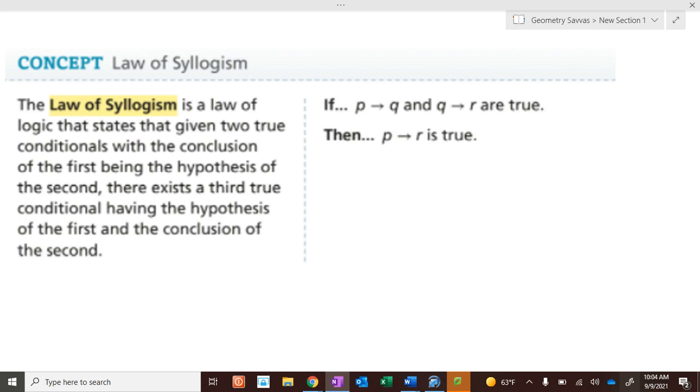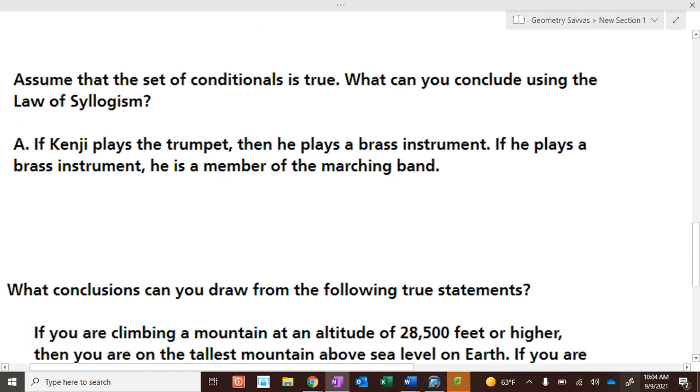All right, so the law of syllogism. If a hypothesis leads to a conclusion, and then that conclusion is the hypothesis of another statement, and that leads to a conclusion, the first hypothesis leads to the final conclusion. Such as, if your name is Ella Peterines, then you're a pole vaulter. And then the second statement would be, if you are a pole vaulter, then you're fearless. So the first statement, if your name is Ella Peterines, leads to the last statement, you are fearless. Because we all know Ella is fearless. She'll do anything.